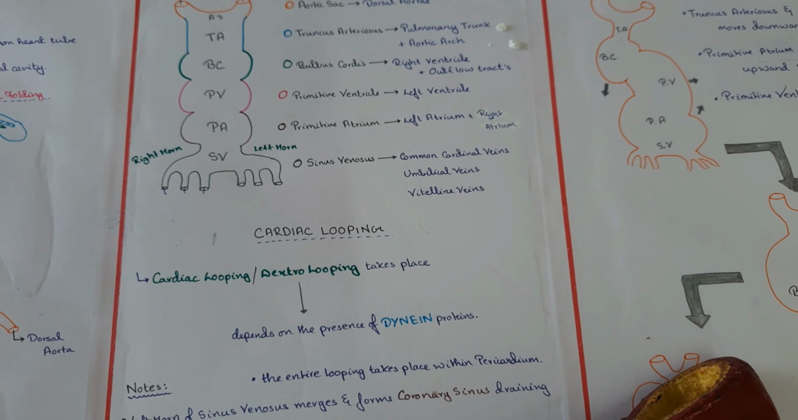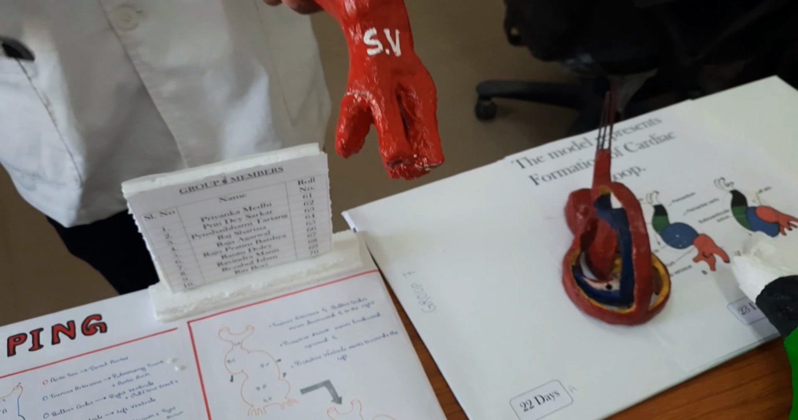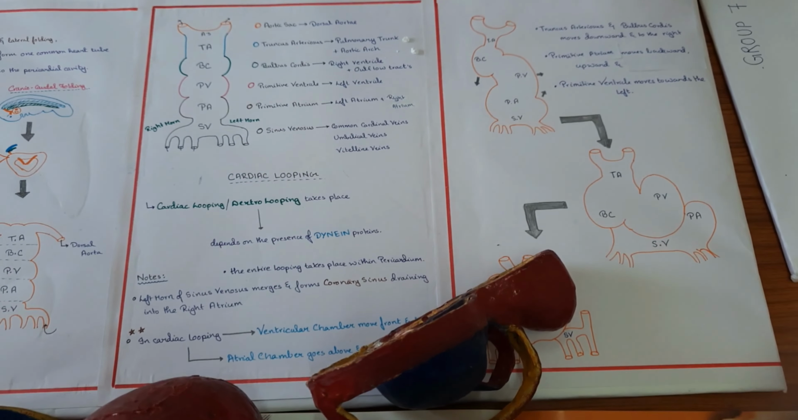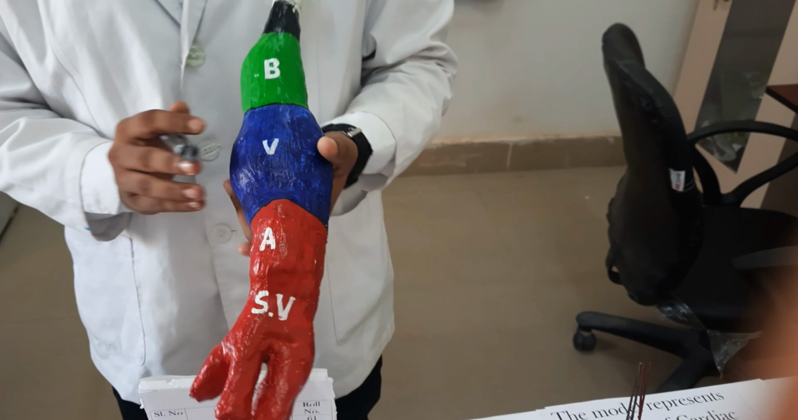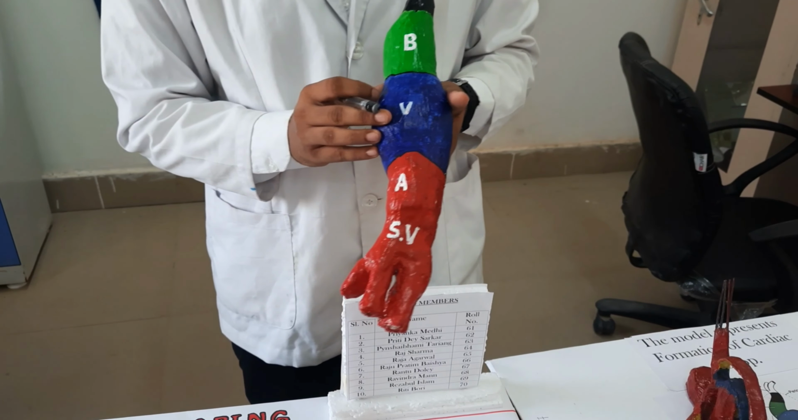So this was about the veins of the sinus venosus. Speaking of the period in which it takes place, it is the 4th week, around the 22nd to 23rd day. So this common endocardial tube is formed on the 22nd day of embryonic development. Now this was the development of the endocardial tube and the heart.